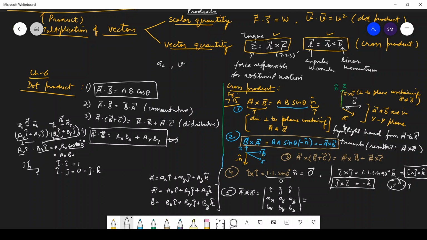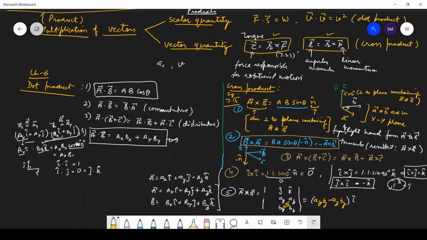This is the first time. Now how do we solve this determinant? How do we write it? For I cap, what will you be doing? Hide this, put your hand over this I cap. When you hide this, what are you left with? You are left with AY BZ, this crossing AY BZ, minus this crossing, AZ BY.